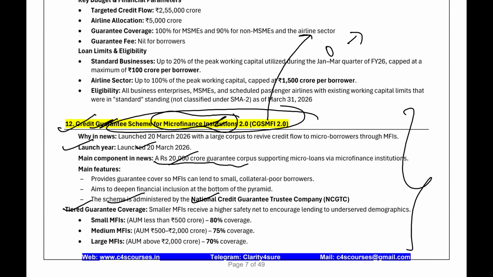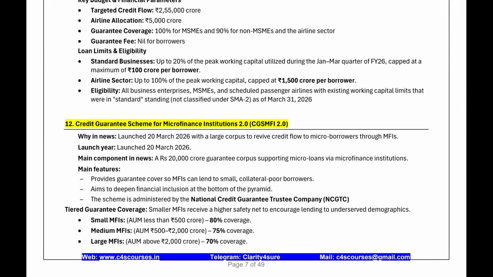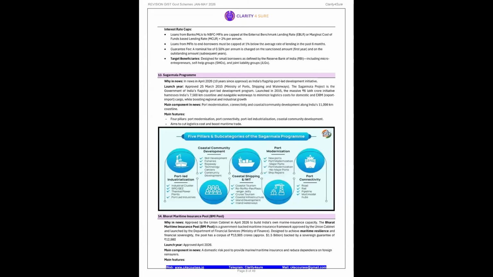Now this 3 guarantee coverage, you should understand. For small MFI, AUM less than 5,000 crore, 80% coverage है, please note it down. Medium MFIs के लिए, that which is sum related to 500 से 2,000 crore, it is 75% coverage. Large MFIs के लिए, that is above 2,000 crore, it is 70% coverage. Is it clear? तो एग्जाम कीवर्ड में आपको क्या याद रखना है? It is a microfinance guarantee. What kind of a scheme it is? It is a microfinance guarantee.